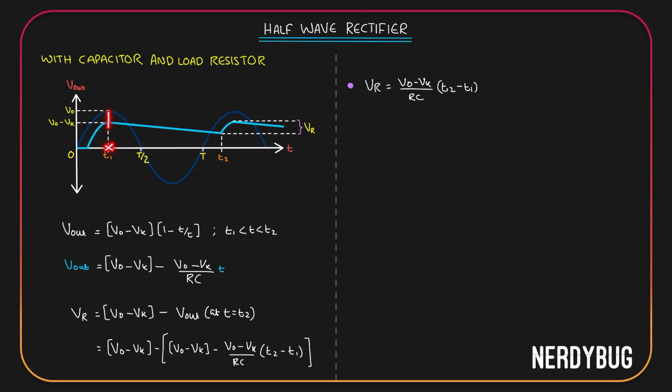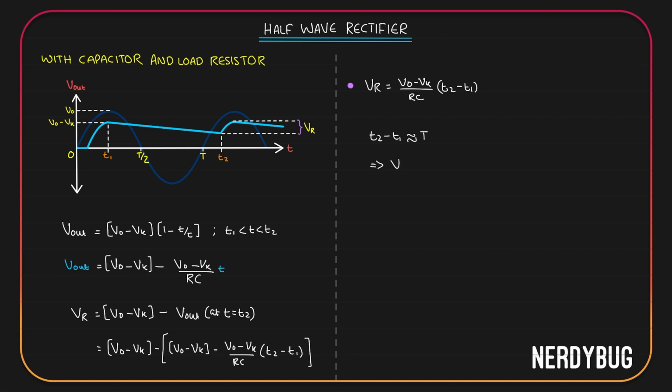T1 is the middle of the first half cycle. So from T1 to this point, we have one time period. T2 is a little behind that. So T1 to T2 is a little bit less than one time period. But the time between T2 and this point is very small. So we can say T2 minus T1 is approximately equal to the time period.